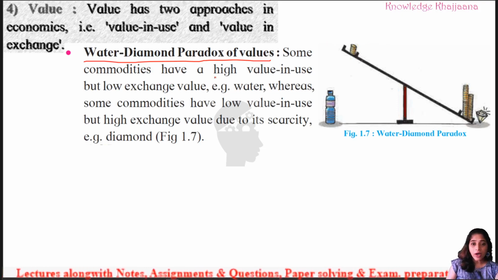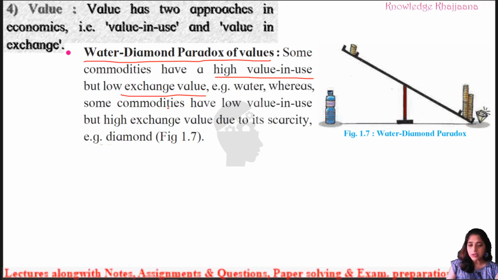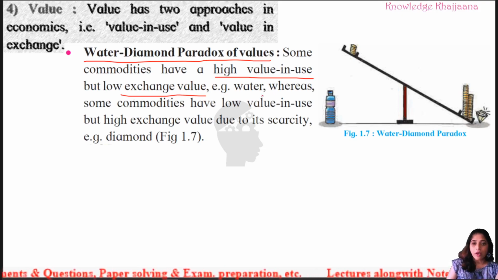Some commodities have a high value in use but low exchange value. See, high value in use. When we get it freely, we have lots of value, but we don't like to pay much for this. We don't pay much for getting that commodity, which is a free good. We don't exchange much for getting that value. For example, water. Water has a high value in use. Nobody can sustain life without water, but it has no exchange value.